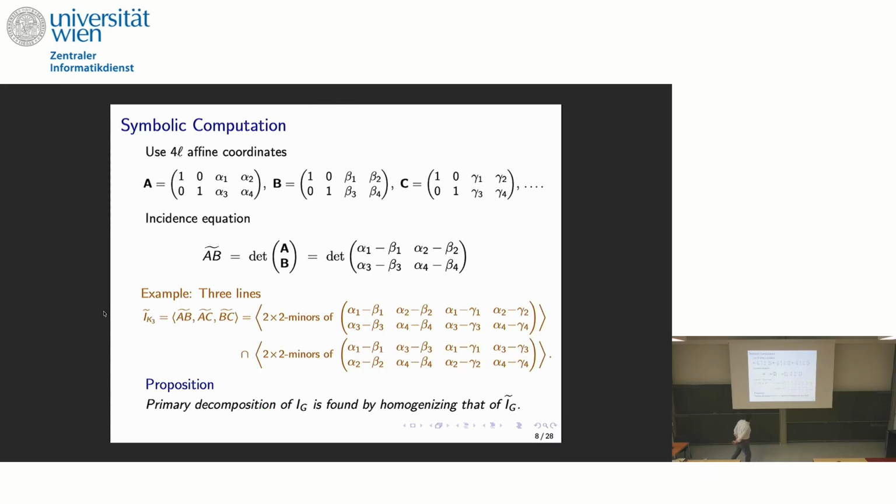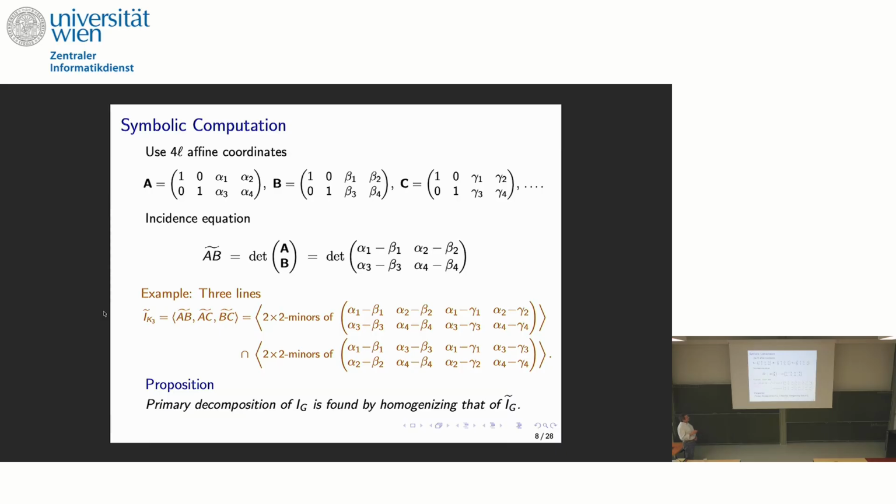Okay, now a more efficient calculation is with affine coordinates, and this is what physicists would have done in the first place. So I take my lines A, B, C, and I take a 2x4 matrix that has a 2x2 unit matrix on the left. So without loss of generality, I'm assuming that a rank 2 2x4 matrix looks like this. And then now I have 4 honest parameters, alpha 1 to alpha 4 for the first line, and the betas for the second line, gammas for the third line, and so on. So now the Grassmannian manifestly has dimension 4.